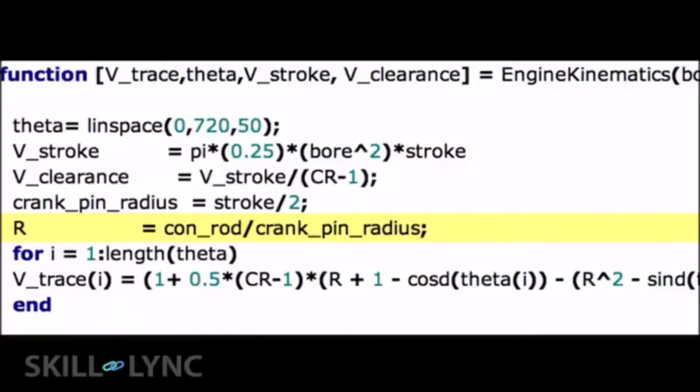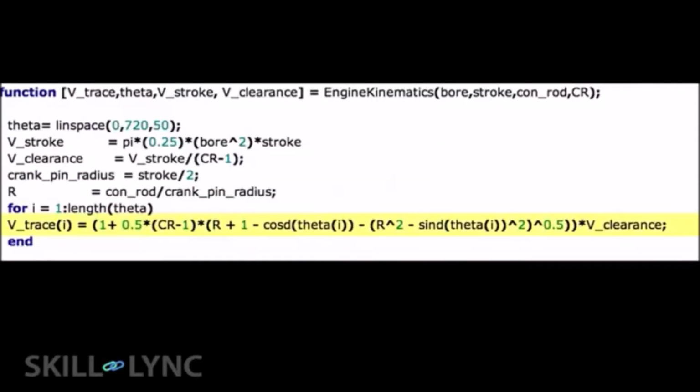rod length and the crank pin radius. Finally, we use the equation from Hayward to calculate the volume for each crank angle. We use a for loop to accomplish this. Now let us take a look at the main program.